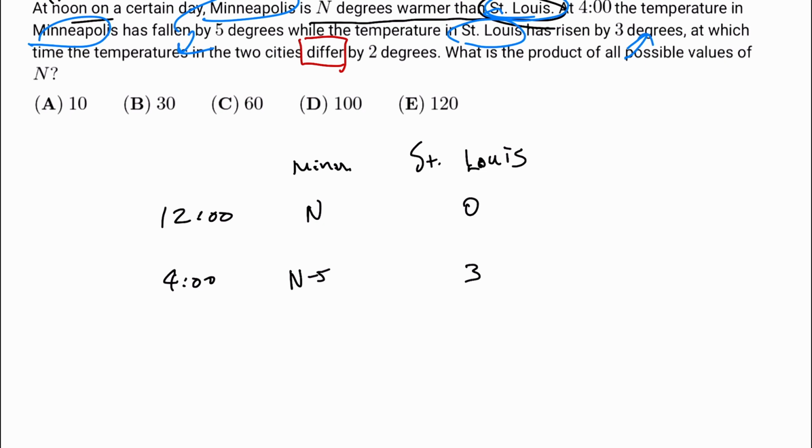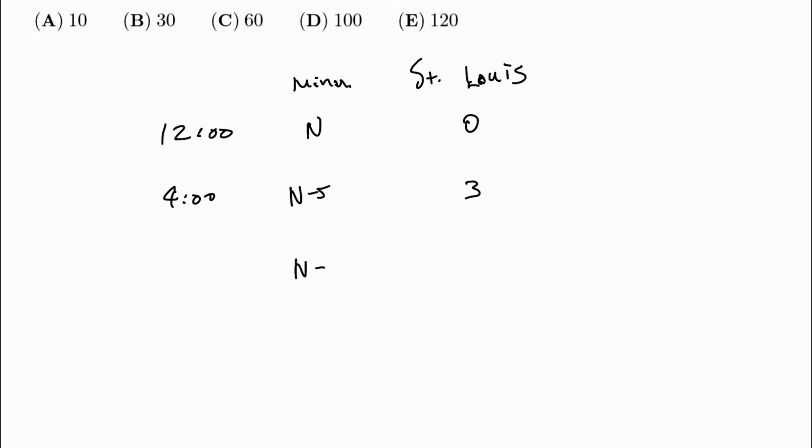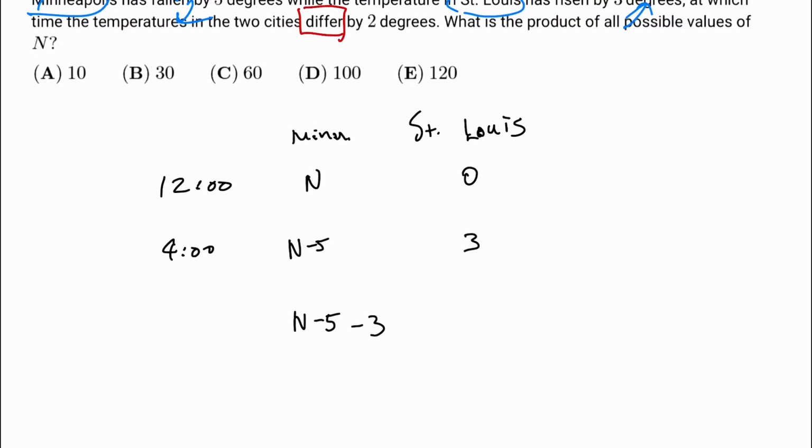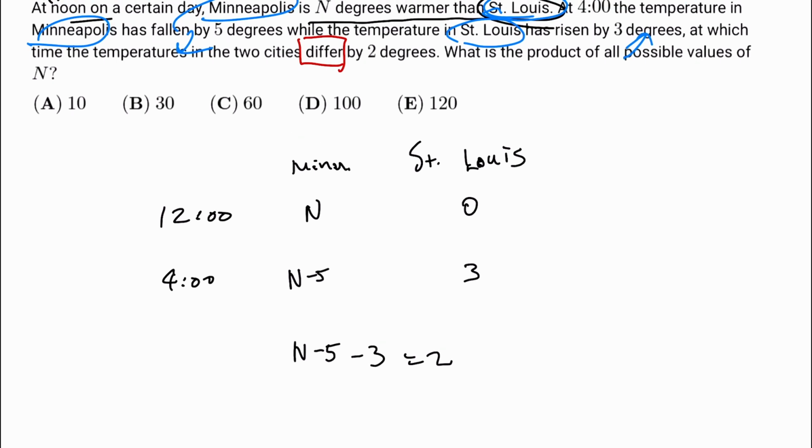And we want the temperature to differ. You'll say, oh, that's n minus 5 minus 3, that is equal to 2. Well, that is not exactly right, because it actually hints to us that it is not right by the word product. It means that it is likely that there are going to be more than one solution.